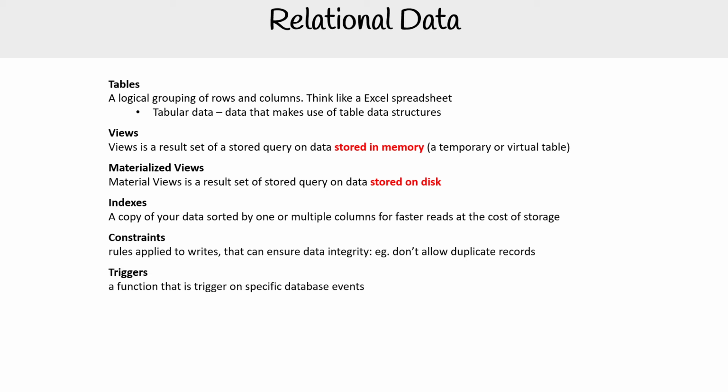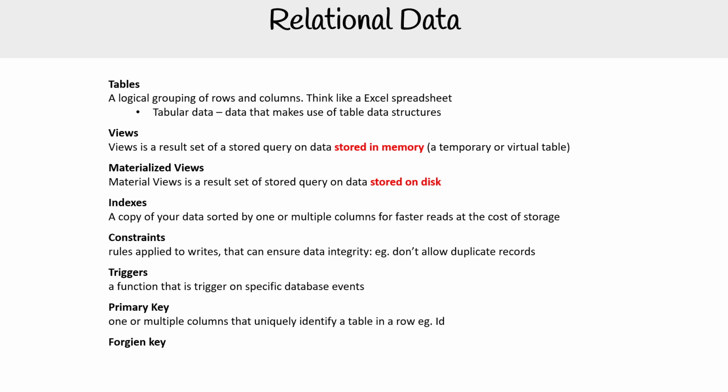You have triggers. This is a function that is triggered on a specific database event. This is really useful. Let's say after you insert a row in your database, you want to have a UUID. You'd have a function that would generate the UUID. Then you have primary keys. So one or more columns that uniquely identify a row in a table. The most common primary key is ID.